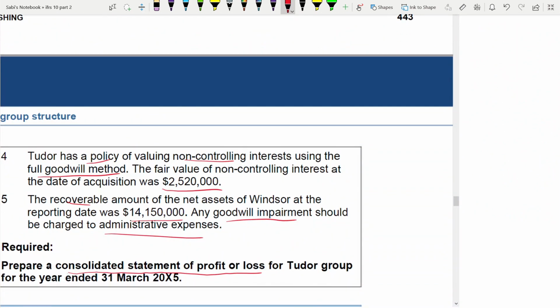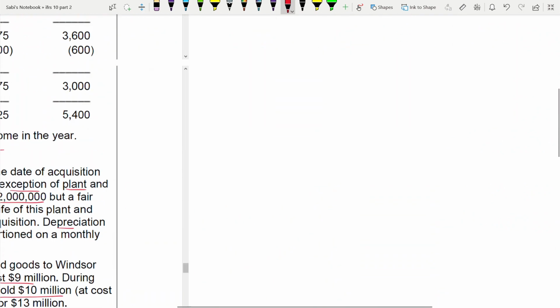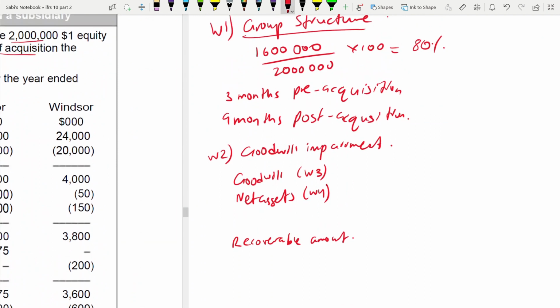14.15 million. So we'll drop down the 3 zeros, so it's 14,150. This is the recoverable amount. But let's go and find out the goodwill and net asset. Goodwill has been calculated using the fair value method.